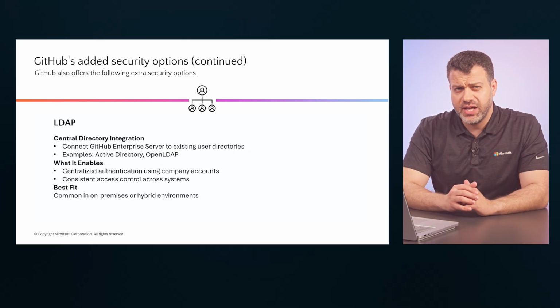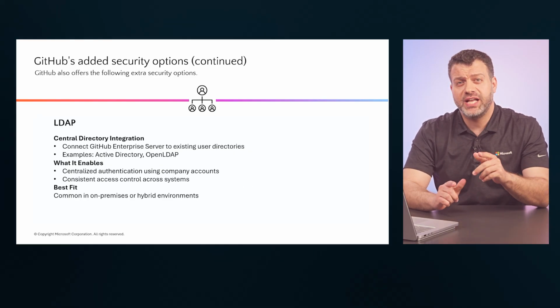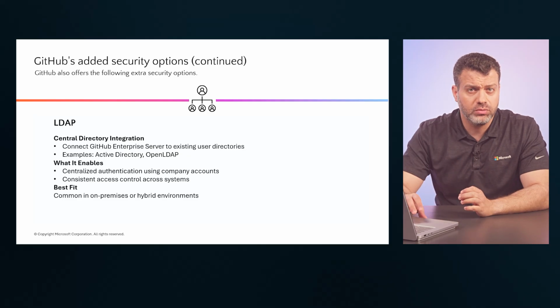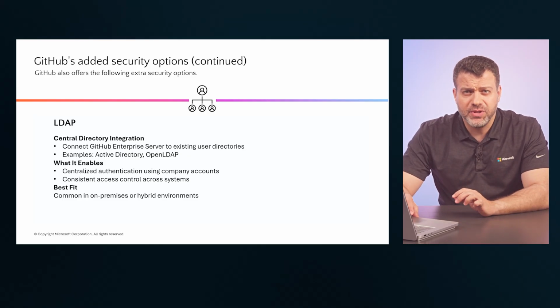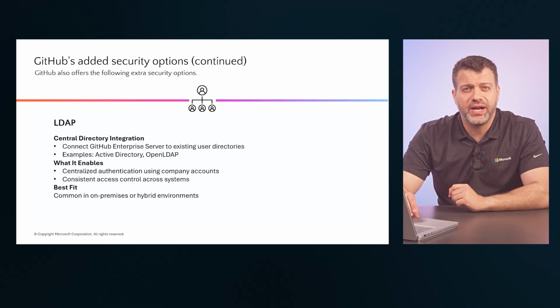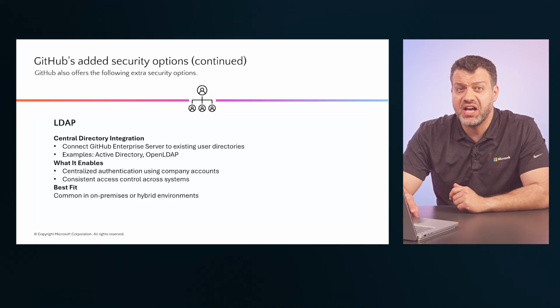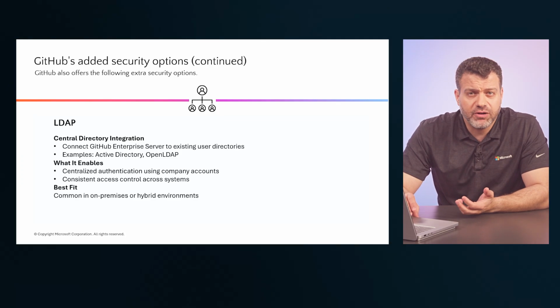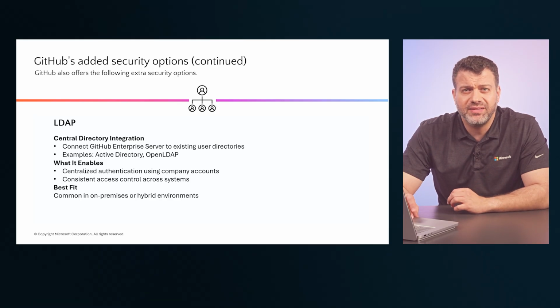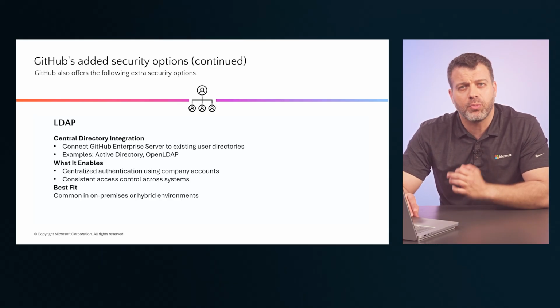Another enterprise authentication option is LDAP, which stands for Lightweight Directory Access Protocol. LDAP allows GitHub Enterprise Server to connect directly to your organization's internal directory service, such as Active Directory. So instead of managing users separately in GitHub, authentication happens against your existing corporate directory.